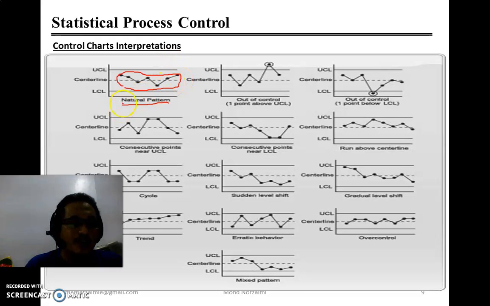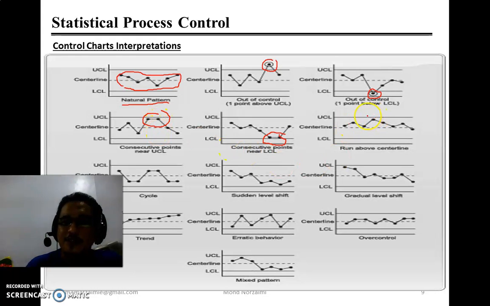In some situations we will find data out of the control limit. So this is the special cause, either more than the upper or less than the lower. In some situations we find consecutive points near the UCL, or consecutive points near the LCL. This is not rejected, but it is the role of the engineer to study it and bring the data back to the center.